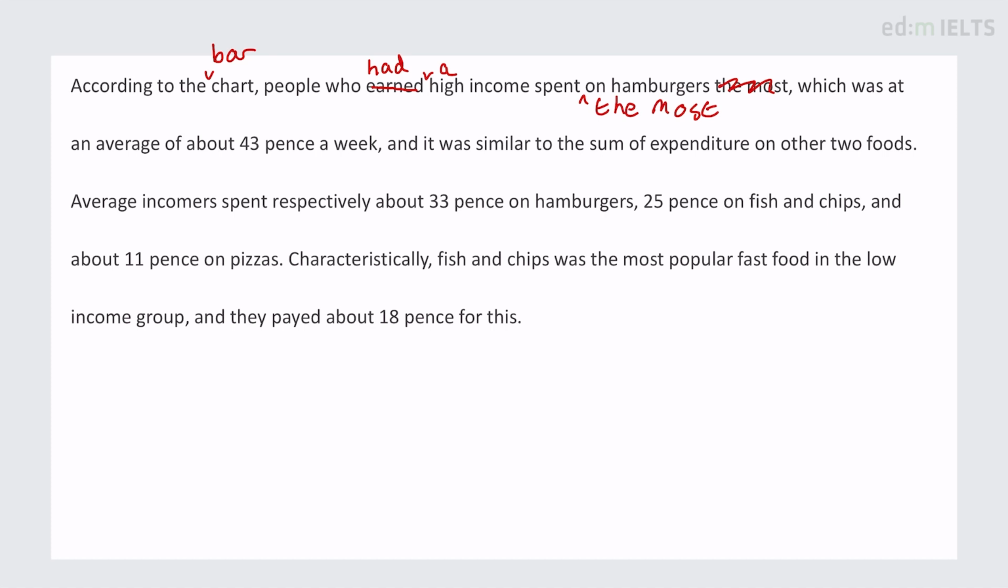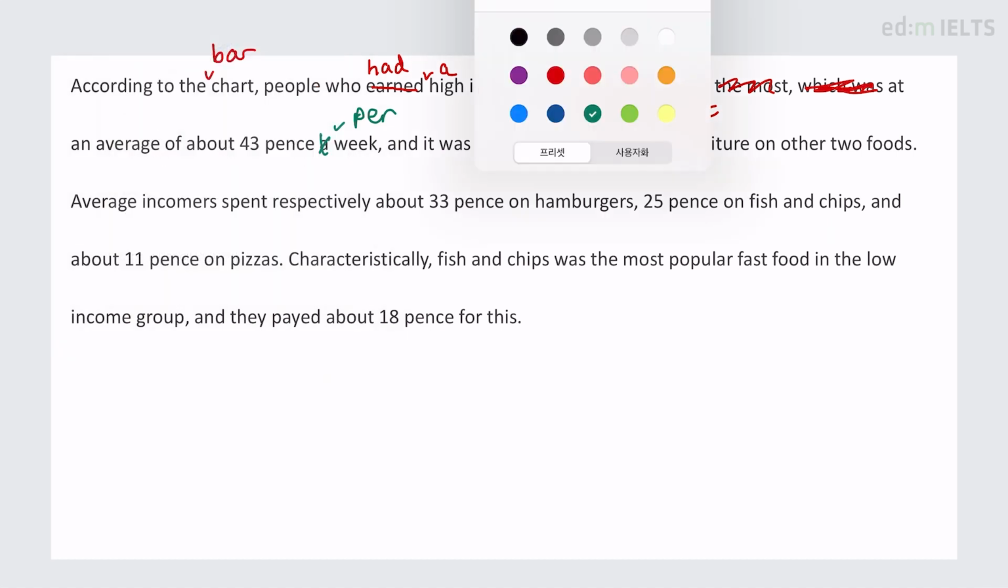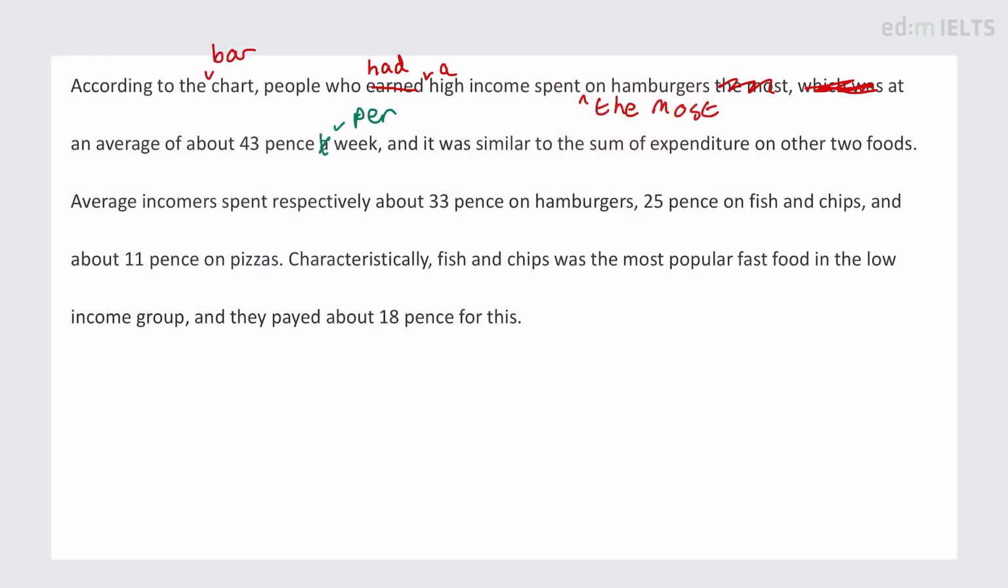So I'm just going to delete that, just add an average of about 43 pence a week. I mean, for style, a week is more speaking style per week. It's a little bit more formal, a little bit better for writing. And it was similar to the sum of expenditure on other two foods.